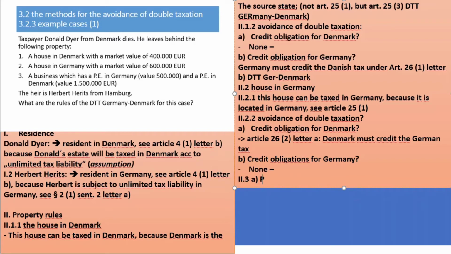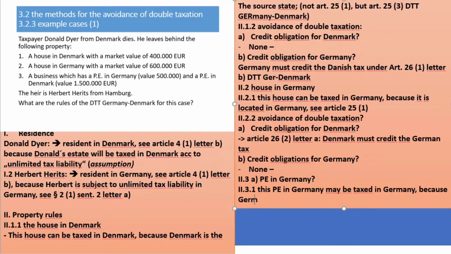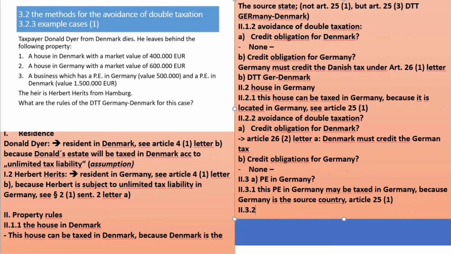2.3. The PE in Germany. Well, this PE in Germany may be taxed in Germany because Germany is the source country. And that was Article 25.1 because that was property held by a Danish resident in Germany. That was a cross-border case. Then let's call it 3A.